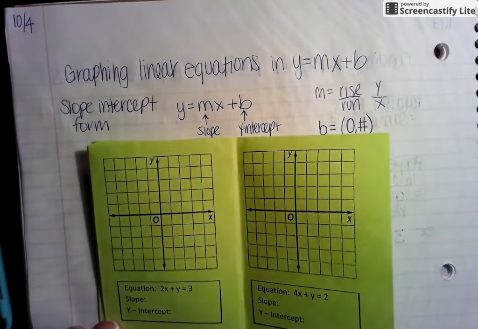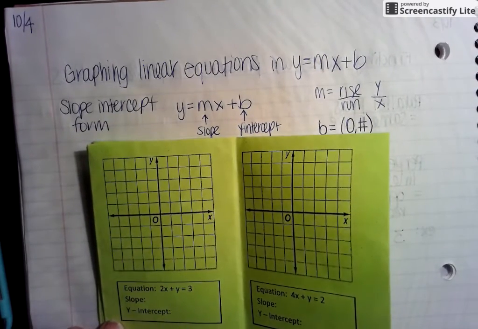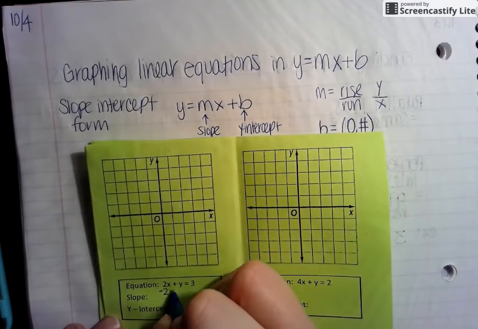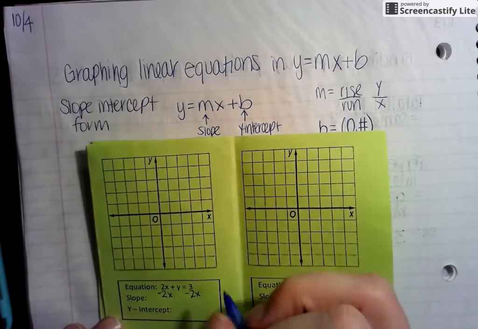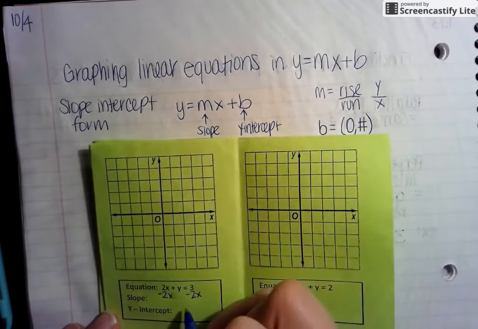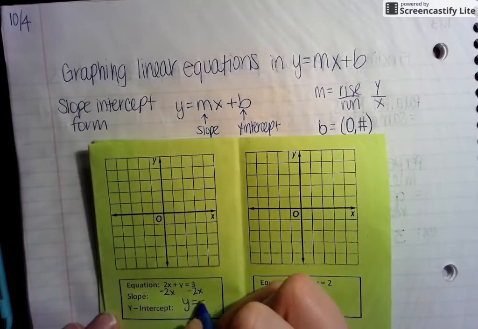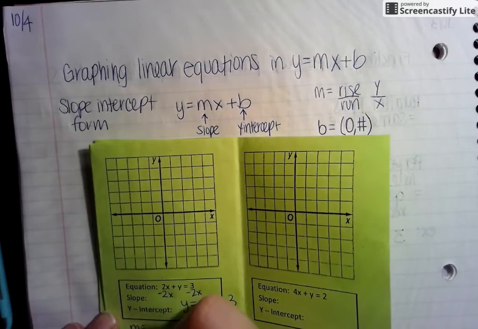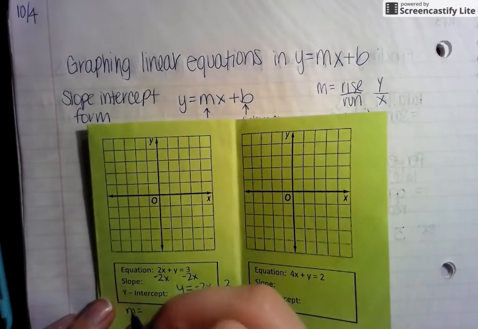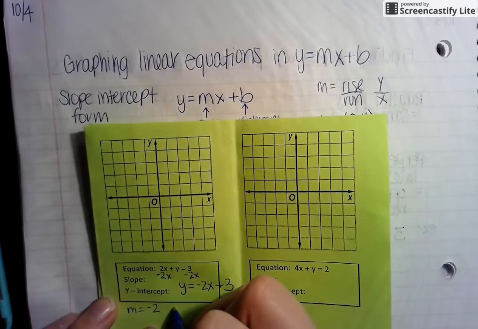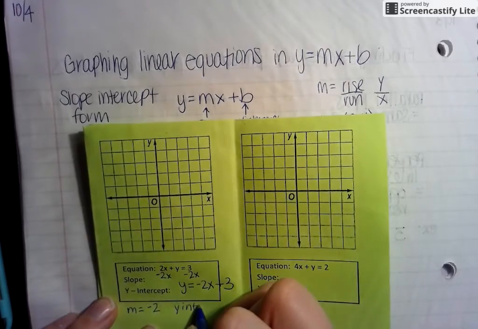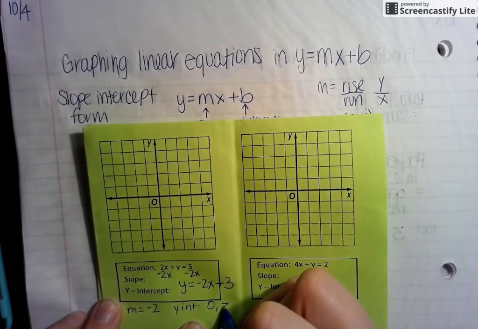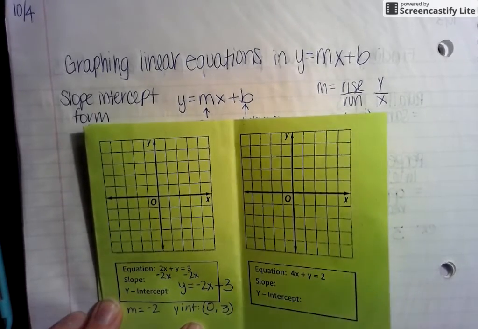Okay, we got 2 more examples. So this one, our equation is not in y equals mx plus b, so we want to get it in there. So we have negative 2x on both sides. We want to get y by itself. So we're going to have y equals negative 2x plus 3. My slope, or my m, is going to be negative 2. My y-intercept, or my b, is going to be (0, 3), because it's a positive 3.